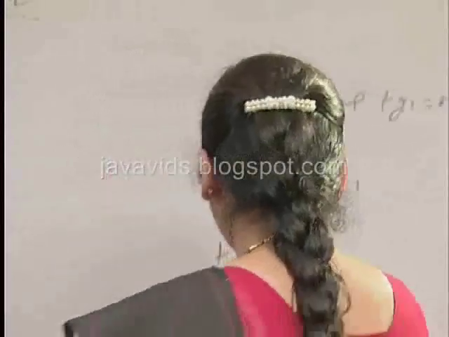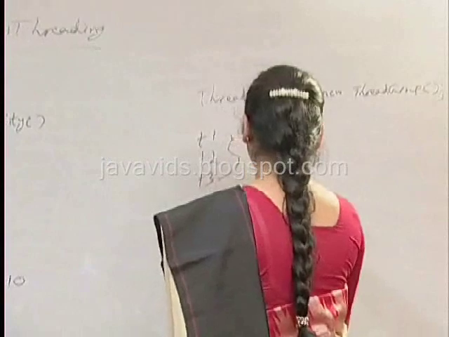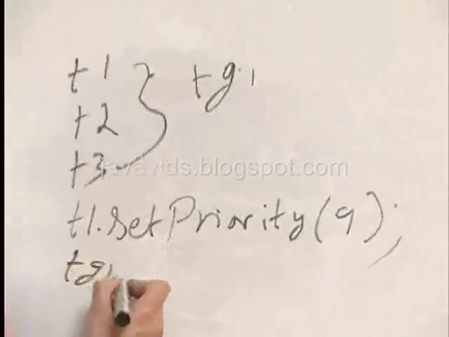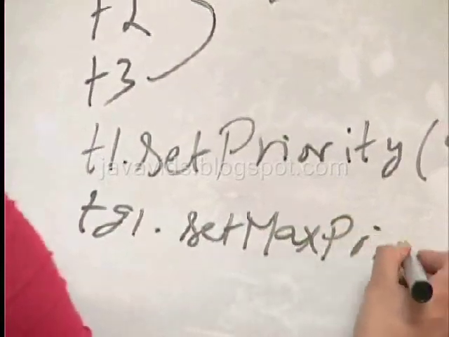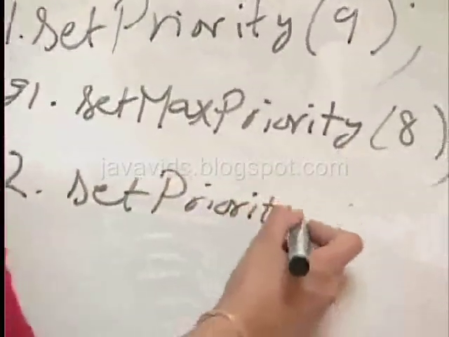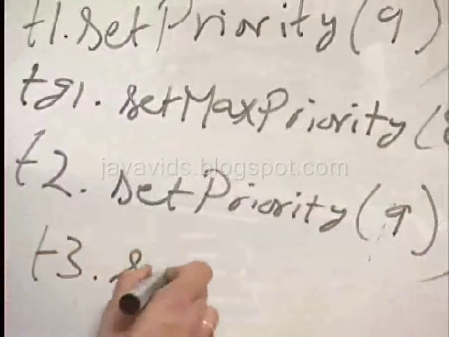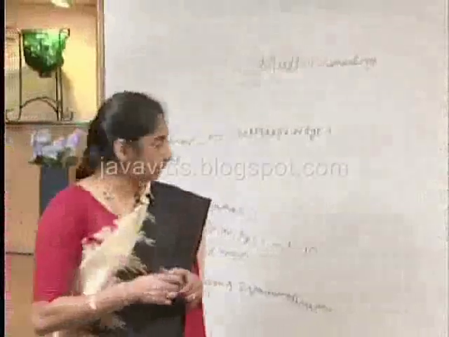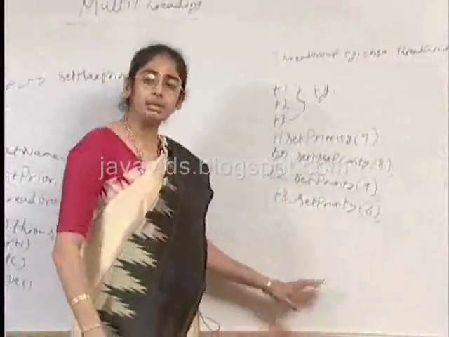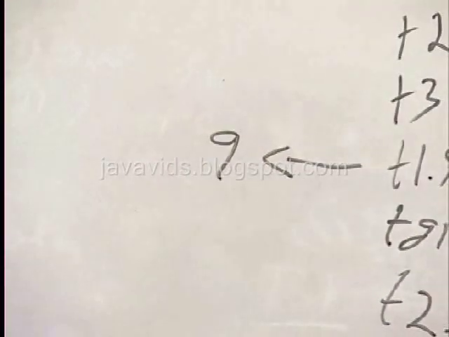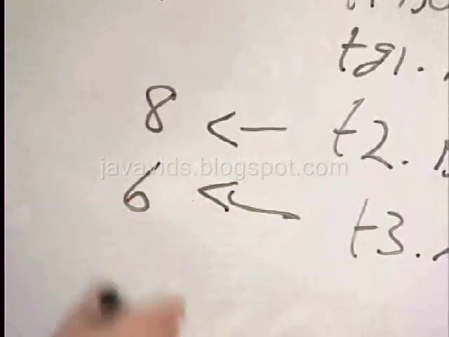Now let's say I set the priority for T1, setPriority of 9. Let's assume that then I say TG1.setMaxPriority of 8. Then we say T2.setPriority of 9 and T3.setPriority of 6. Now if I were to, after this, display the priority of each one of these threads, you would find out that T1's priority is 9, whereas T2's priority is 8 and T3's priority is left at 6.